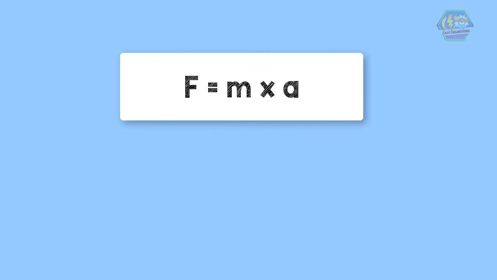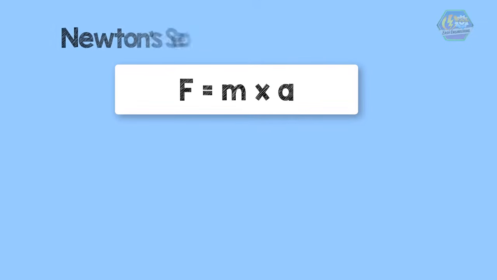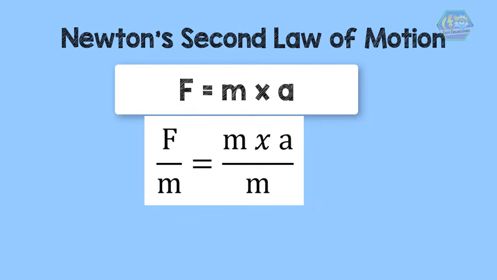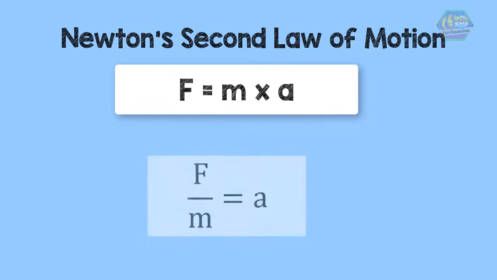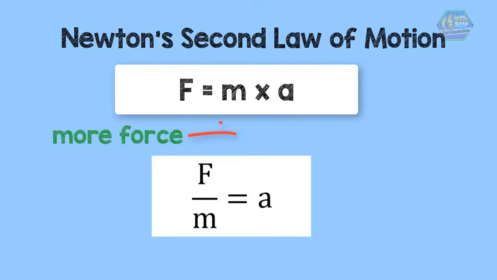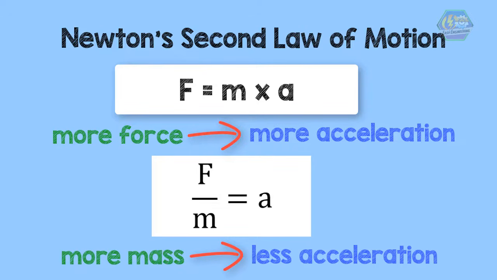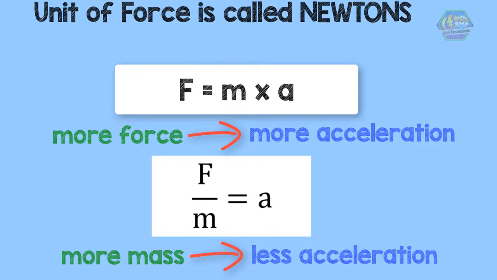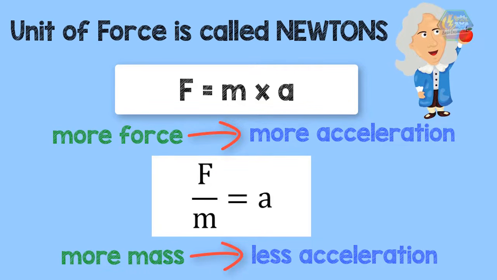The formula for force is F equals mass multiplied by acceleration. This famous formula is Newton's second law of motion. Dividing both sides by the mass makes it clearer. More force means more acceleration, and more mass means less acceleration. Okay, now in honor of Sir Isaac Newton, the unit of force is called the newton.